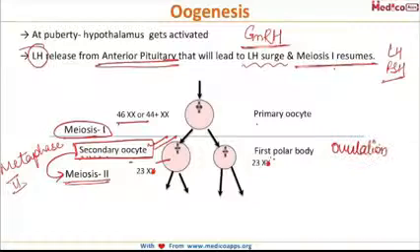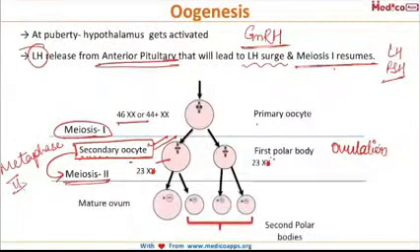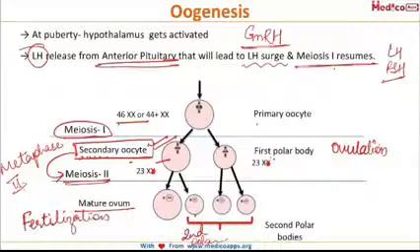Now the secondary oocyte which is arrested at metaphase 2 completes the second meiosis only at the time of fertilization. And after fertilization, it leads to the formation of a mature ovum and a second polar body. Now in this entire process of oogenesis, there are few important questions that you will be asked.